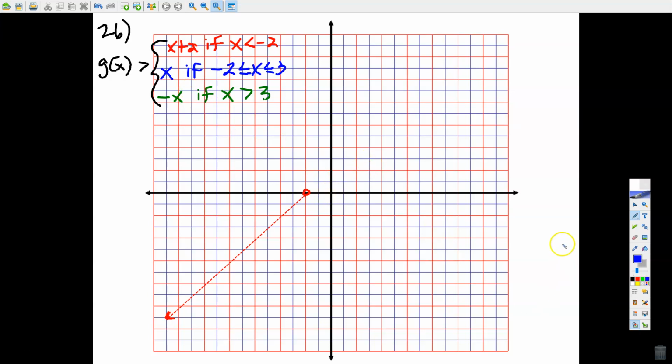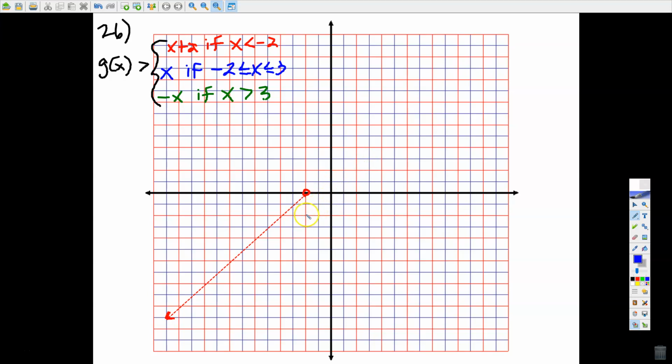Okay, so this time let's not draw the entire line. Let's just think about the two end points, because this tells me I'm only showing the line for x values that are between -2 and +3. All right, so here is y equals x. It goes like this, slope of 1.